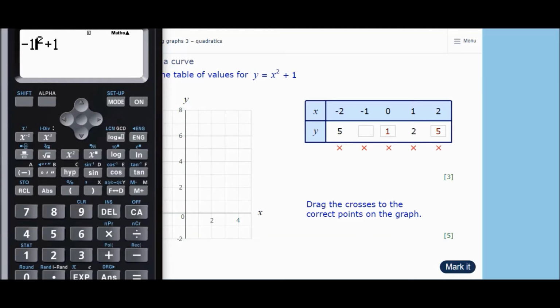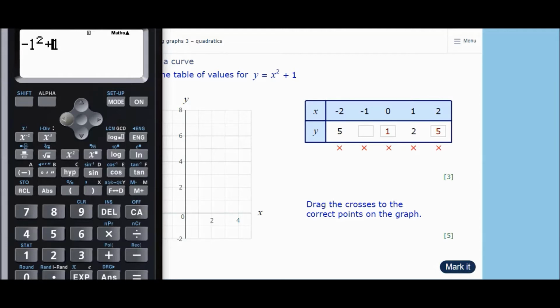Negative 1. Now take care when doing this in a calculator, because minus 1 squared is going to be positive 1, because a negative times a negative gives me a positive. And you can see when I put it into the calculator, it gives me the value of 0.